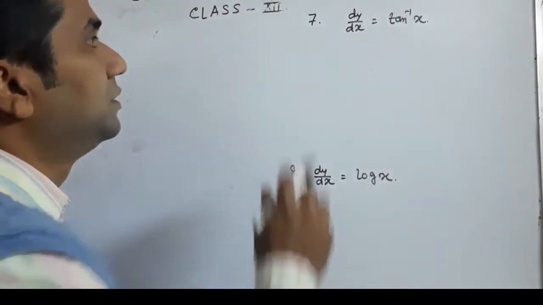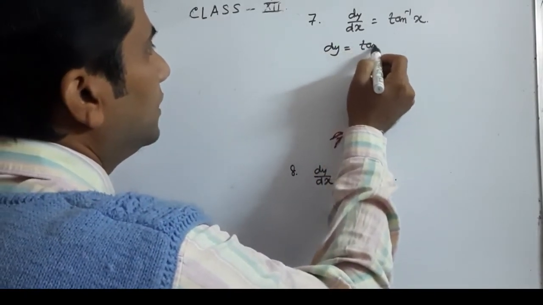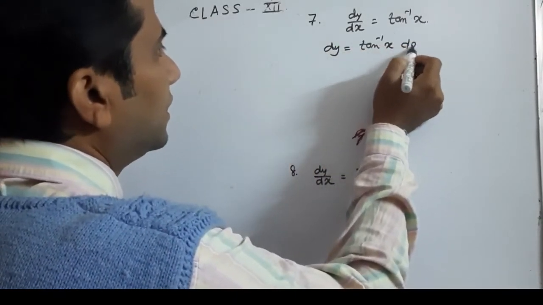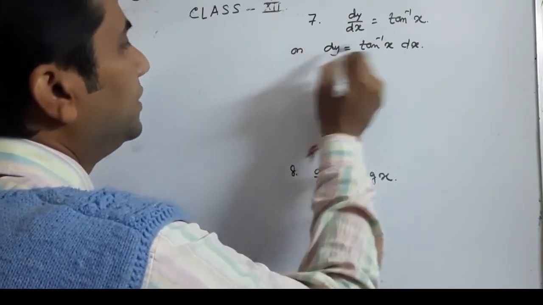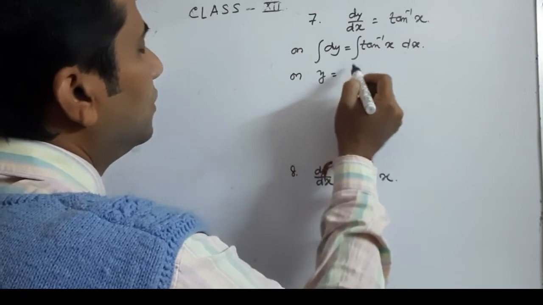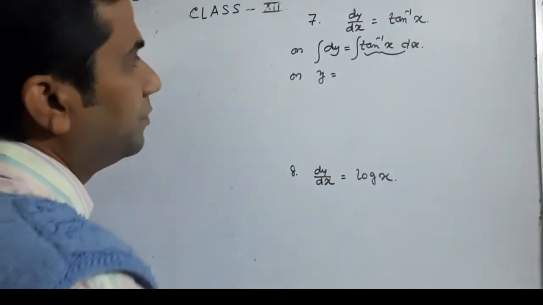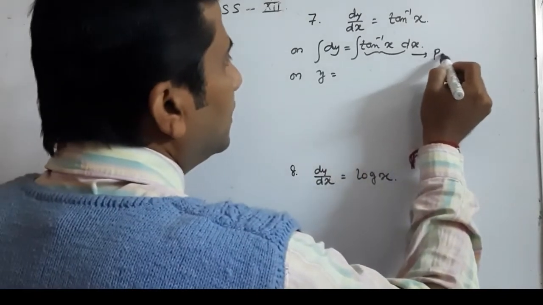The next problem is dy/dx = tan⁻¹x. Then dy = tan⁻¹x dx. You integrate both sides, you get the desired result. Then y = ∫tan⁻¹x dx. How can you integrate this? This can be integrated by parts.